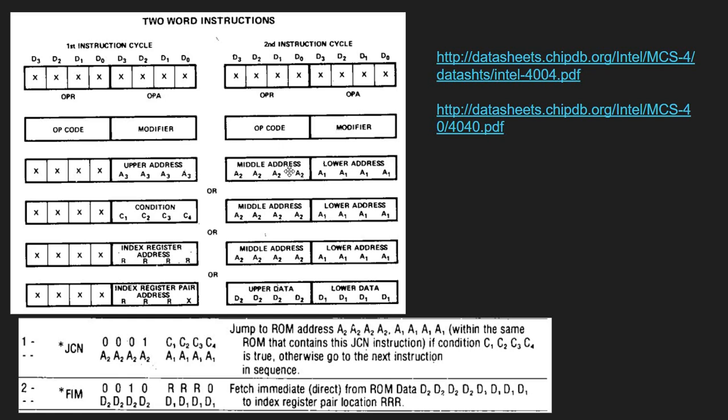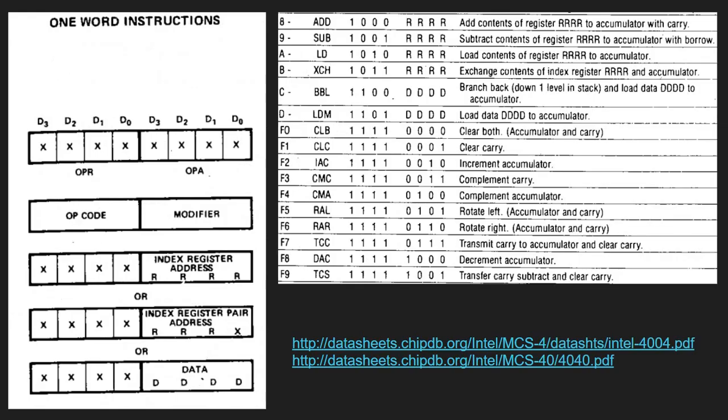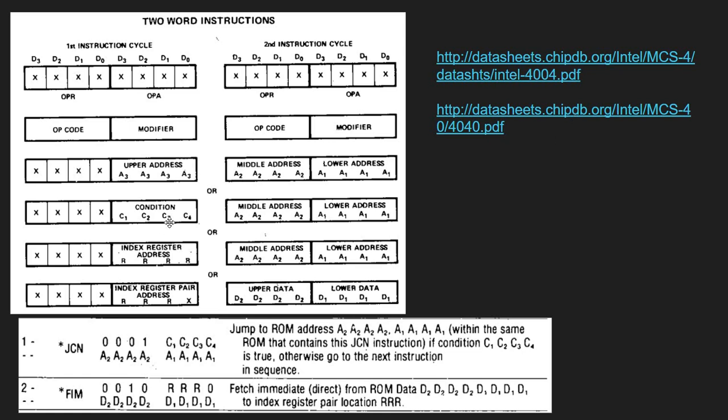And again, for the two-word instructions, in the first word we have the opcode, so this part is pretty much the same. Especially for conditions followed by addresses, or a complete address, we would use this two-word format. So if we want to specify a 12-bit address with an instruction, we first specify the opcode, then the upper address, and in the second instruction word we specify the middle address and lower address. And again, these are examples of such instructions that are the same in both the 4004 and 4040 CPU.